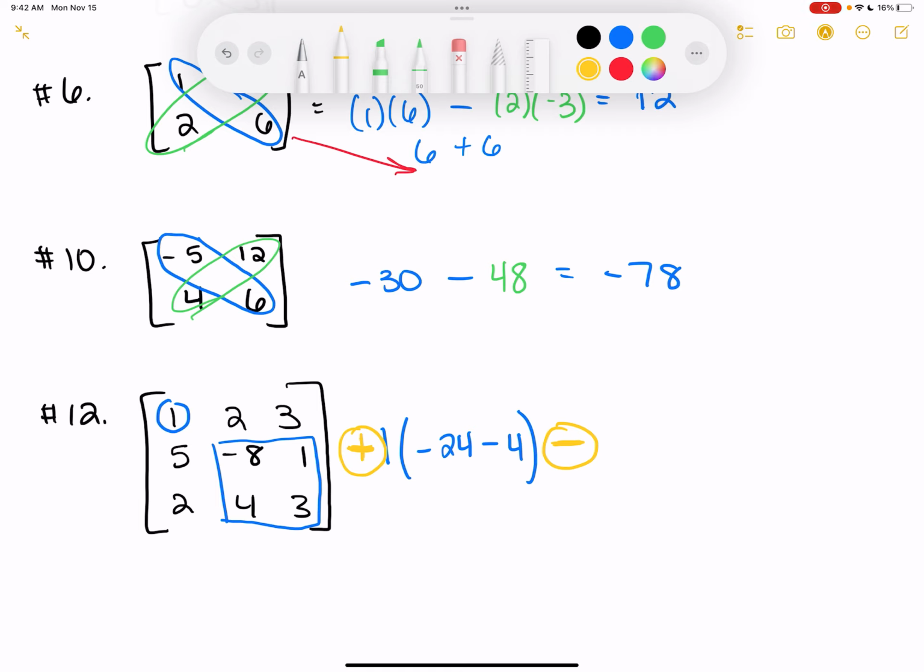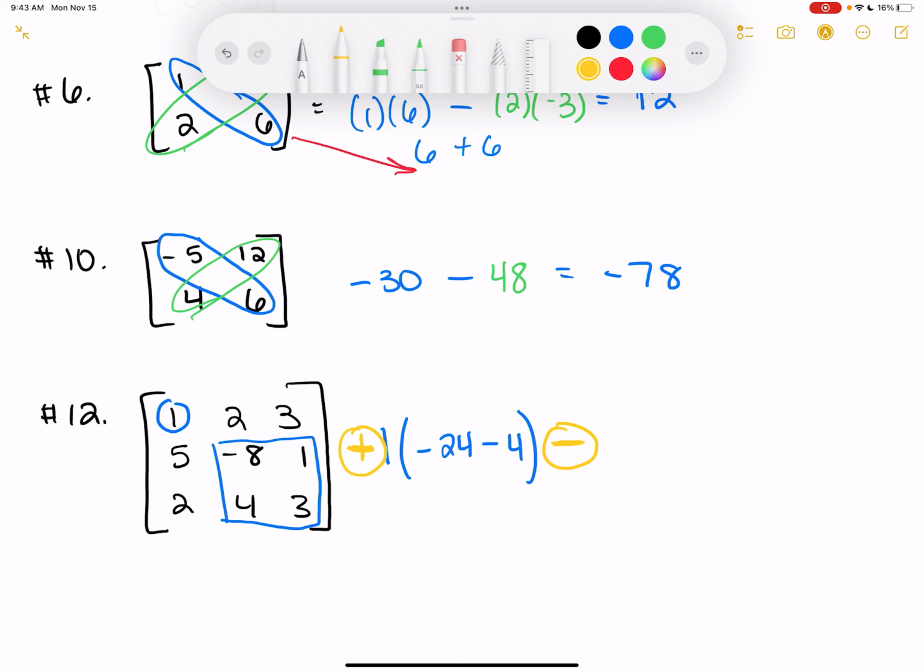Okay. The next one becomes negative. But then if this was a negative 2, then it becomes positive because the formula is always positive, negative, positive. If the sign on the number is different, then that changes it. So that's why you just always have to remember, always positive, negative, positive.